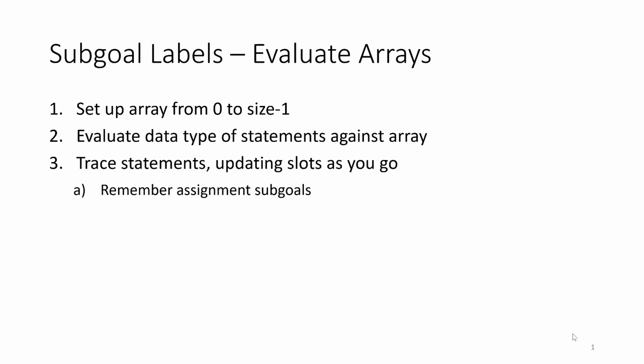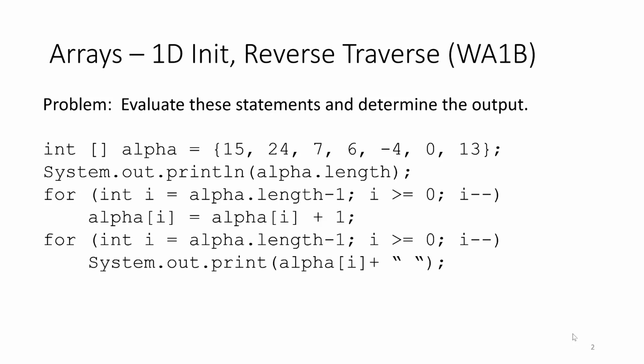Sub-goal 1, set up the array from 0 to size -1. Sub-goal 2, evaluate the data type of the statements against the array. And sub-goal 3, trace the statements, updating the array slots as you go. Remember, for any assignment statements, you can go back to your assignment sub-goals.